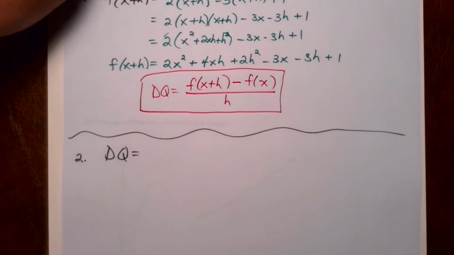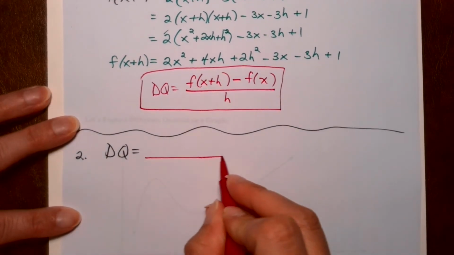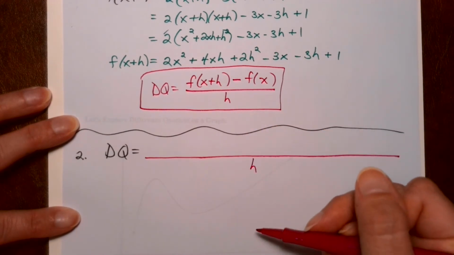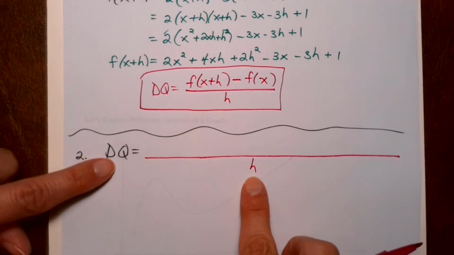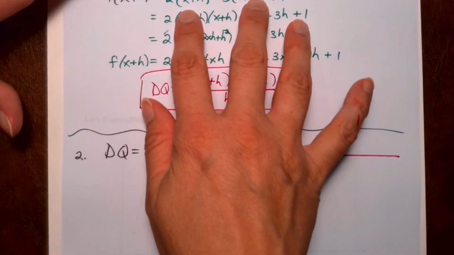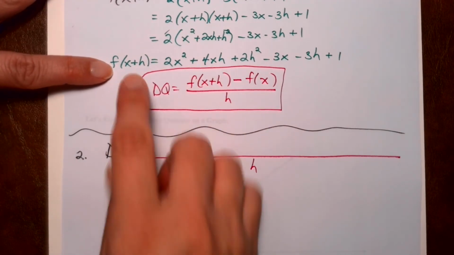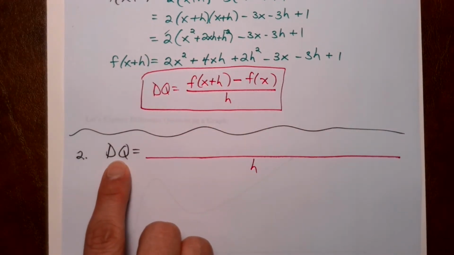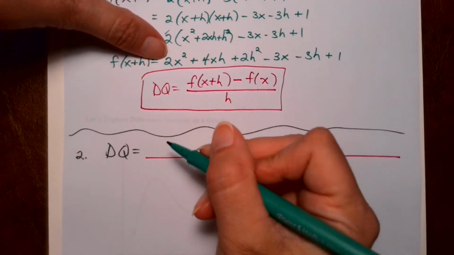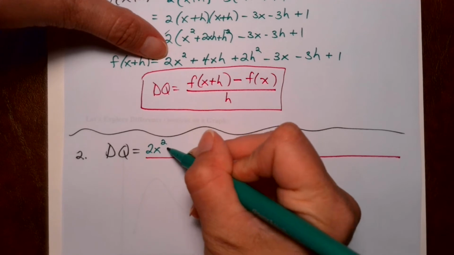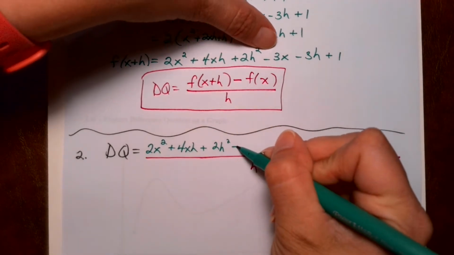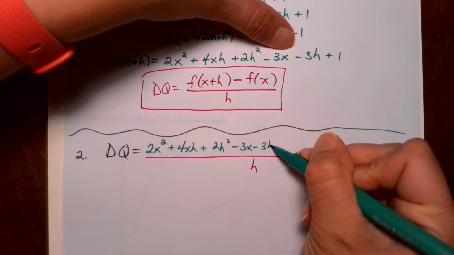So difference quotient, here I go. It's all over h. You can't just magically have the h appear later. Step one, the difference quotient gets the h. It's really important that this work gets labeled as f of x plus h, and this work gets labeled difference quotient. So the first thing I'm going to do is copy my f of x plus h. Let's write down what we got from before. Minus 3x minus 3h plus 1.